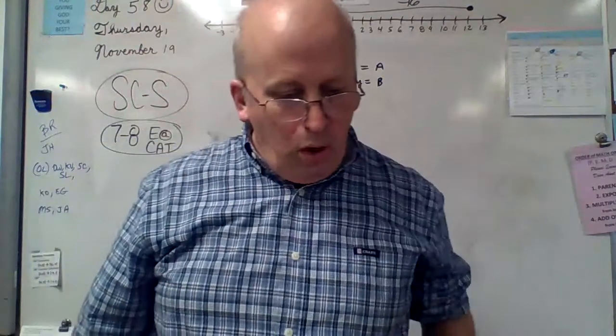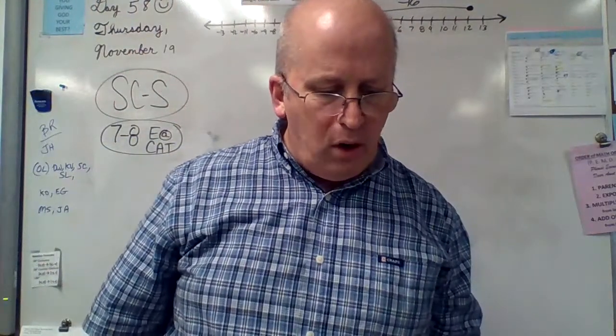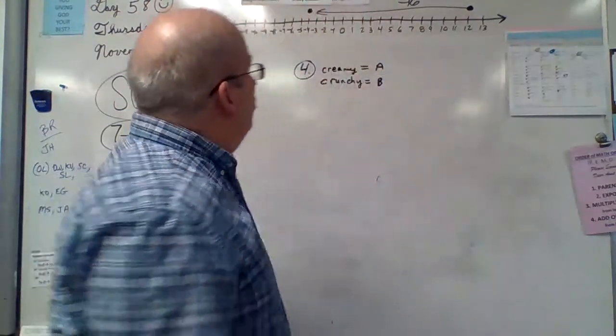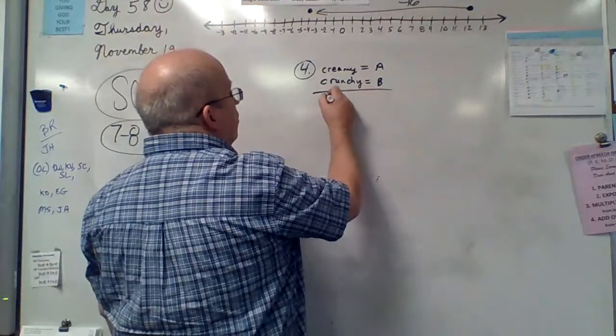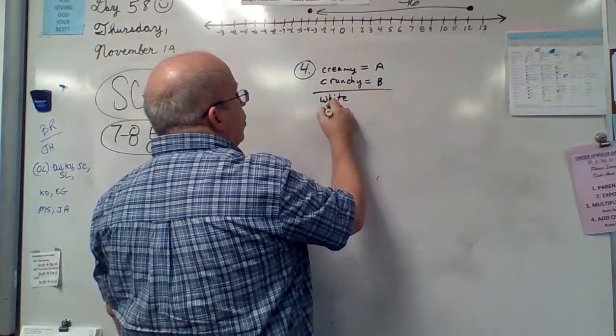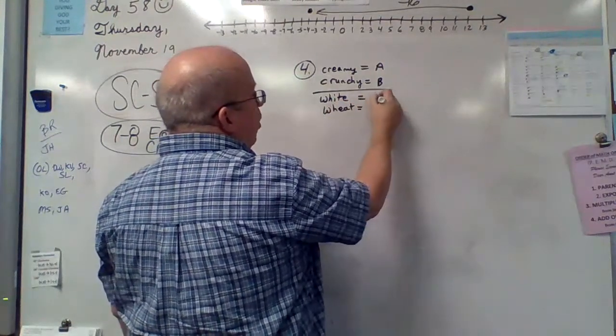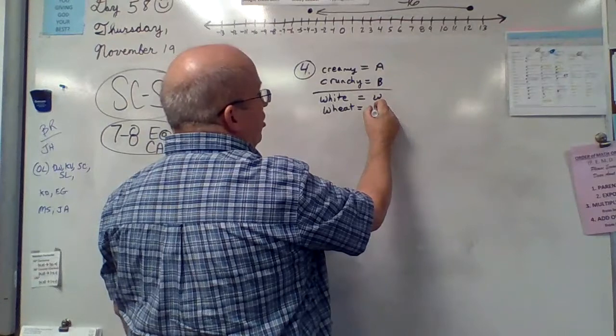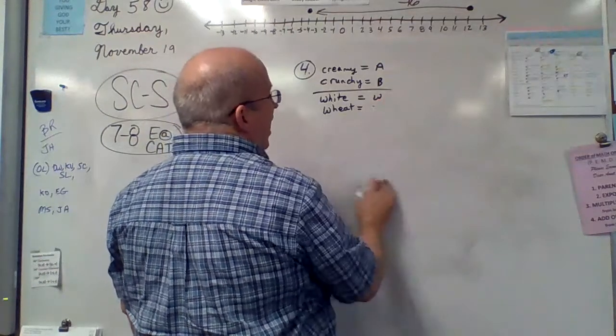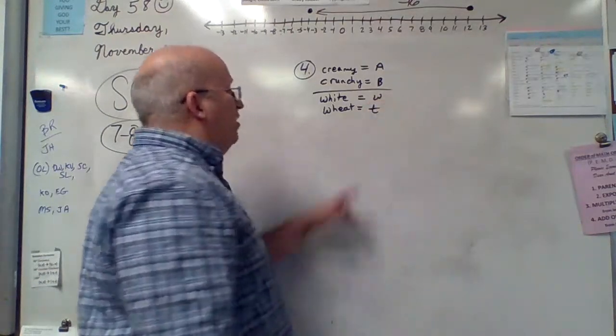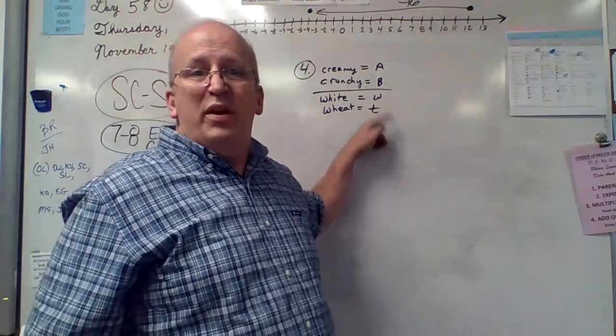Okay? Now, what else do I know? We're talking about white bread or wheat bread, right? And in my mind, I'm thinking white bread is white and wheat bread is more brownish in color or tannish in color. So I'm going to use T for wheat. T for tan, T for wheat.